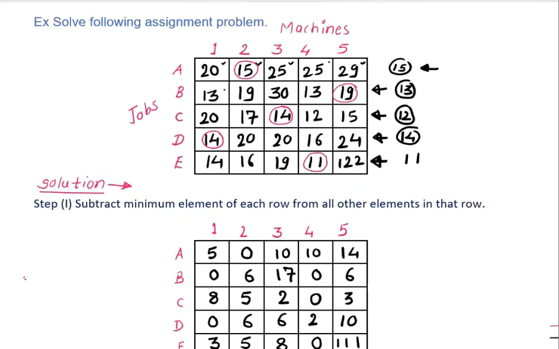So these are the costs of performing these 5 jobs A, B, C, D, E on the machines 1, 2, 3, 4, 5. So let us add these costs. We will get the minimum cost of performing these 5 jobs on the 5 machines. So we add 15 plus 19 plus 14 plus 14 plus 11.